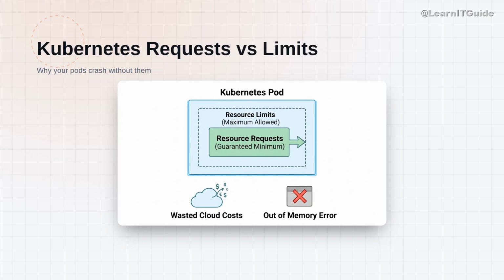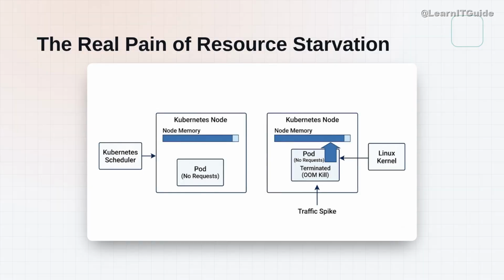Let us dive in. So what happens when you do not define these resource boundaries? Well, without requests, the Kubernetes scheduler essentially flies blind. It might place your memory-intensive application on a node that is already nearly full. Then, when traffic spikes, your pod tries to grab more RAM, but there is none left. The Linux kernel steps in and terminates your process to protect the node. This is a total application crash.